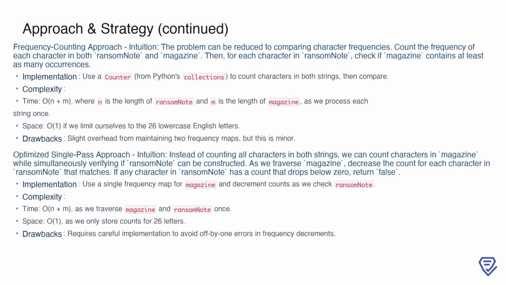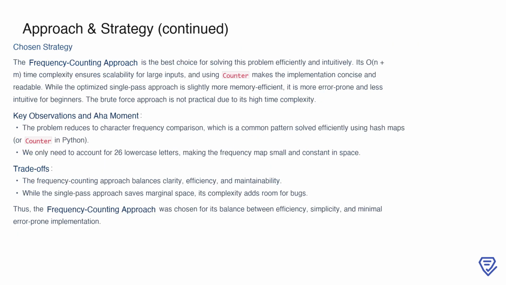Another optimization involves using a single pass approach. Here, we decrement the frequency of characters in magazine as we verify ransom note. If any character's count drops below 0, we know that ransom note cannot be constructed. This method also runs in O(n + m) time and uses constant space, but it requires extra care to avoid implementation errors like off-by-one mistakes in frequency adjustments. The frequency counting approach stands out as the best strategy for this problem due to its combination of efficiency and simplicity.